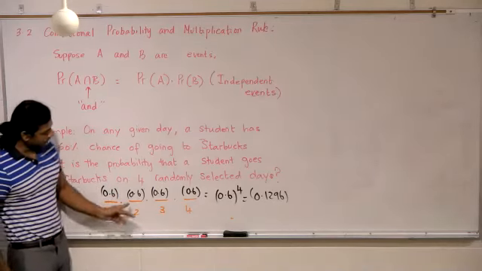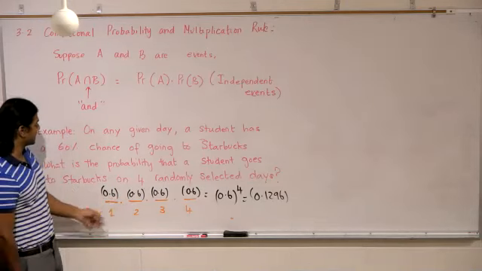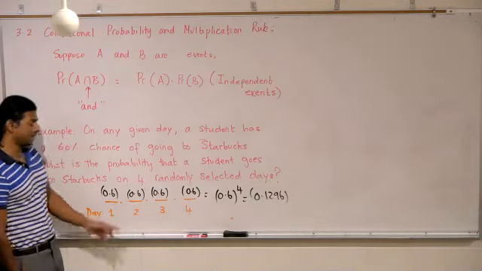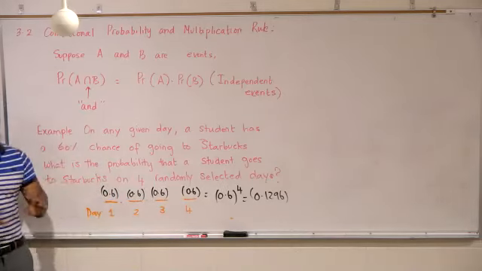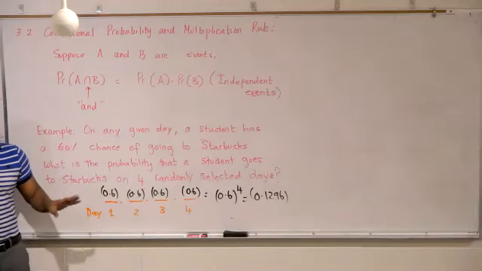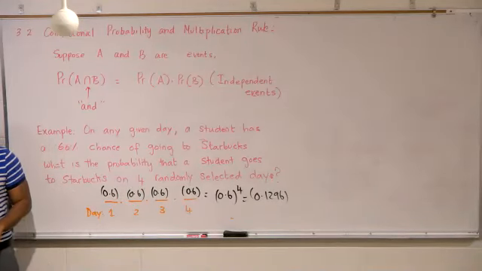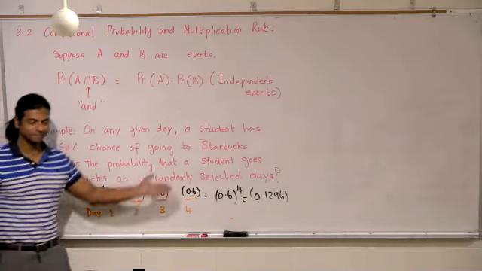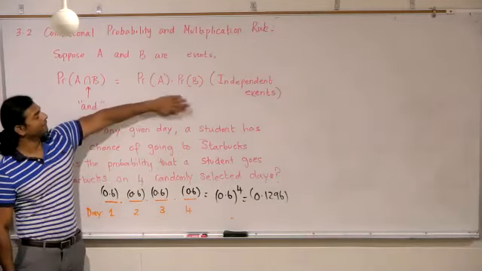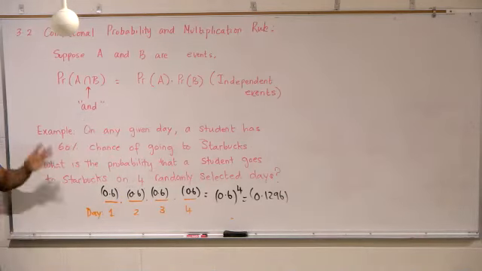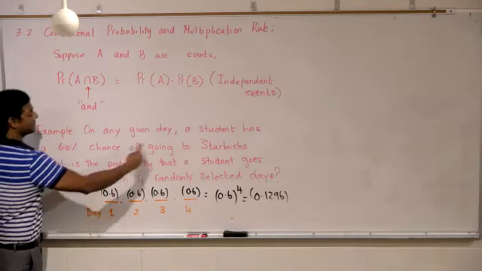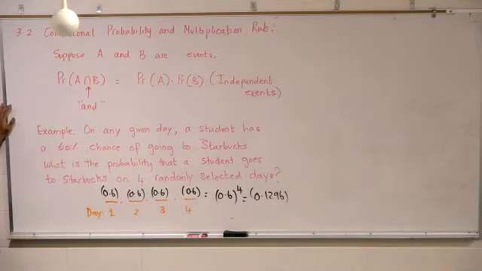So I have 4 events: going to Starbucks on day 1, going to Starbucks on day 2, going to Starbucks on day 3, going to Starbucks on day 4. All of them are independent of each other. So what did I do to the probabilities? I simply multiplied them. That's what this formula means. So if A and B are independent events, if we want to find the probability that they would happen together, we simply multiply their individual probabilities. Are we clear?